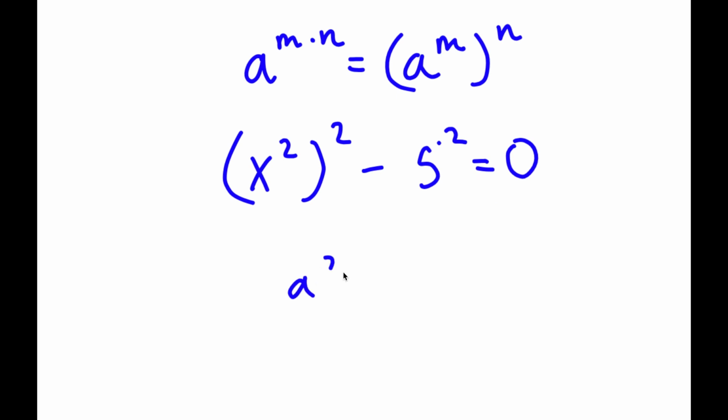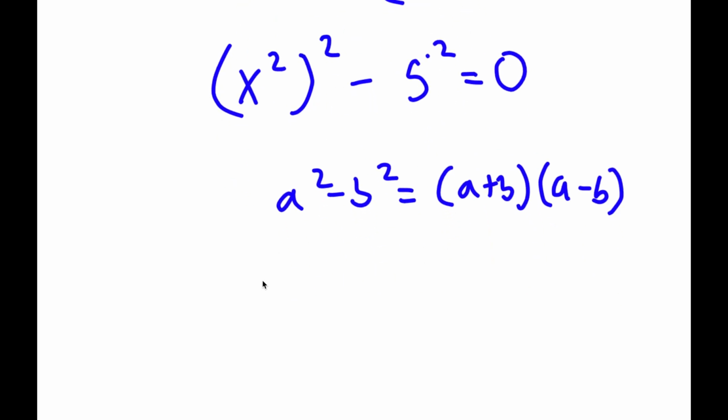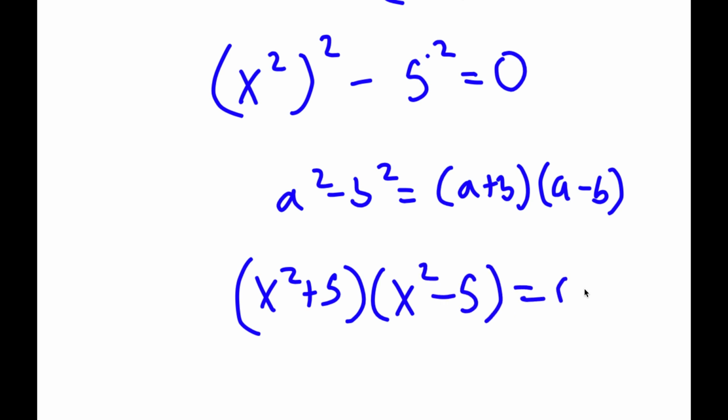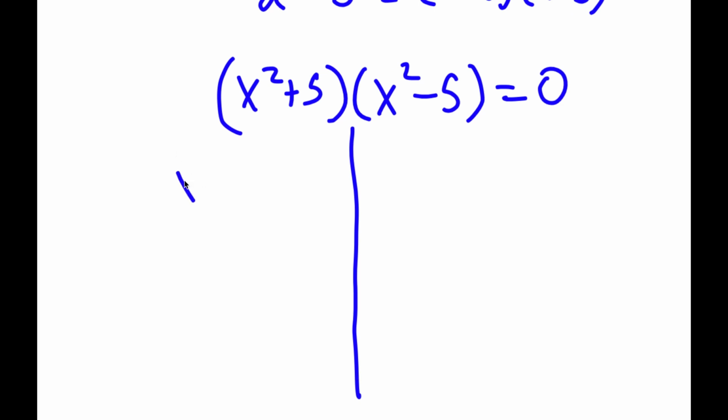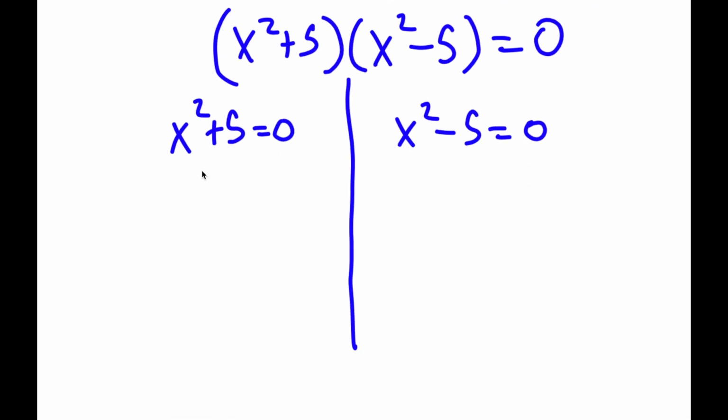Now, if I have something in the form a squared minus b squared, this is equal to a plus b times a minus b. So in this case, this can equal x squared plus 5 times x squared minus 5, which is equal to 0. So now this gives me two equations. I have x squared plus 5 is equal to 0, and I have x squared minus 5 is equal to 0.